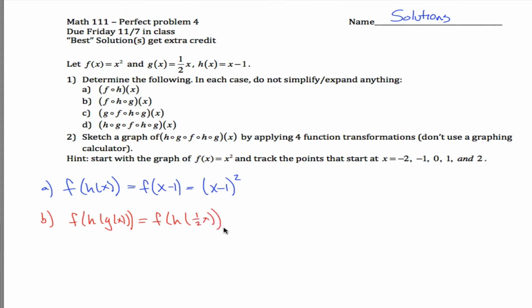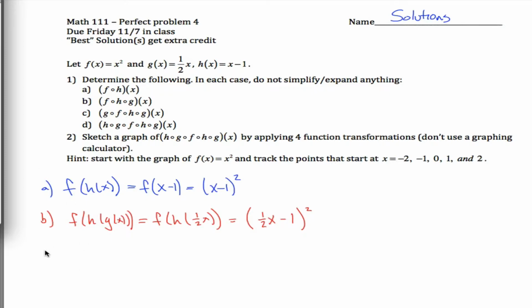There are a few different ways you can do this, but probably the most clever way would be to look up at part A and figure out that we already know f of h of x, this thing right here. So what I have to do is rewrite this thing, except everywhere I see the letter x, I replace it with what's inside the parentheses here. What that would give me would be 1/2 x minus 1 for this one, and then squared for that.